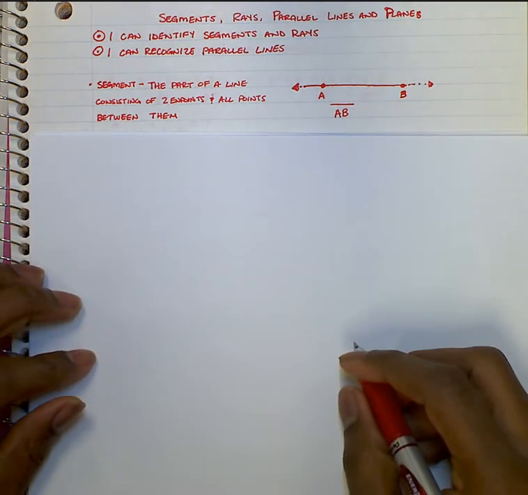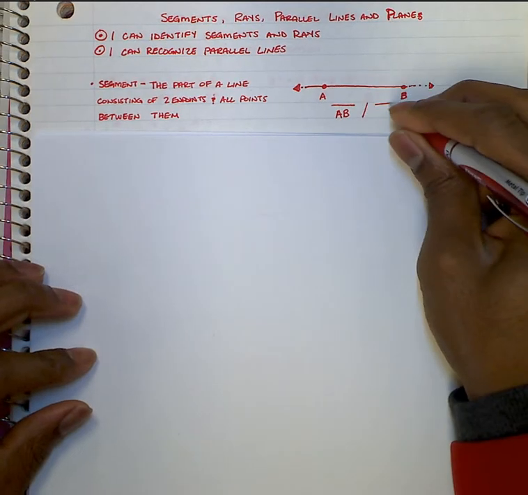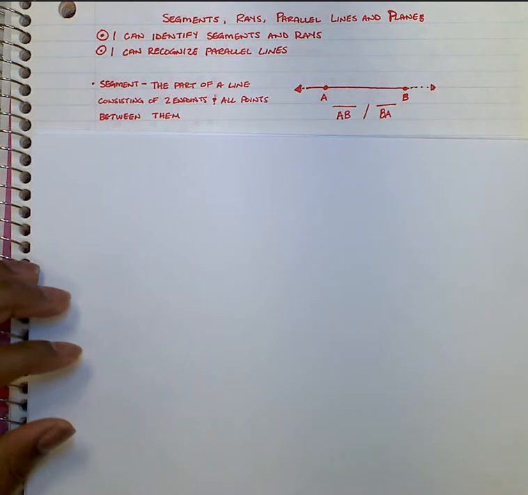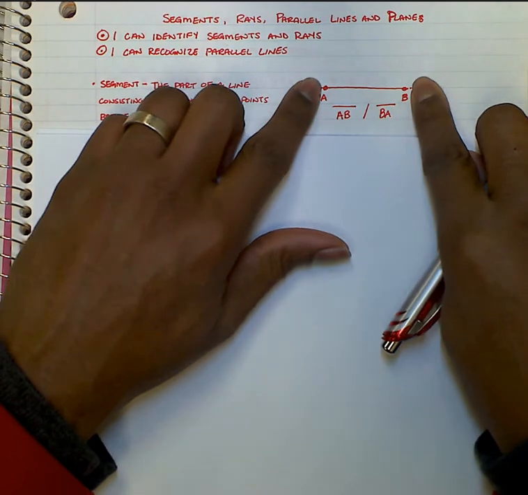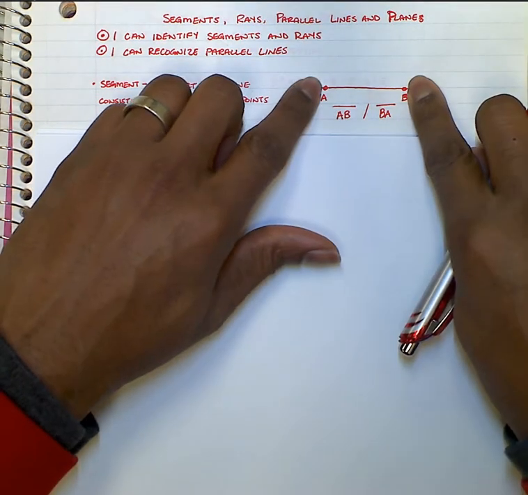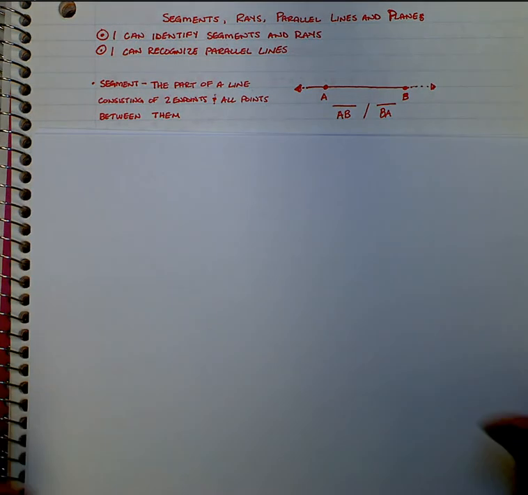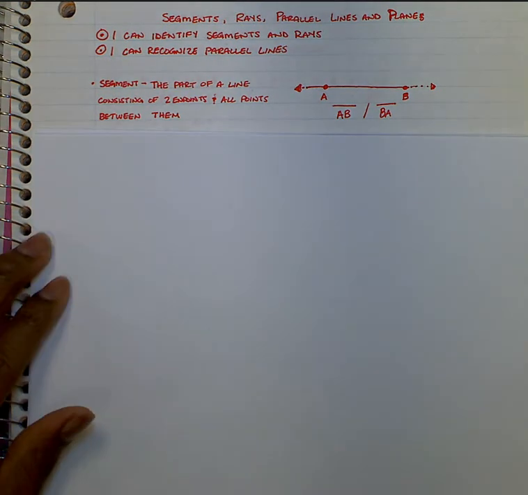And just like a line, we could also call this segment BA. These are the same segment whether I say A to B or B to A. The points, the line, or the line segment doesn't change. It's still this segment. So if I were to ask you to name this segment, either way works. It wouldn't matter which order you did it.